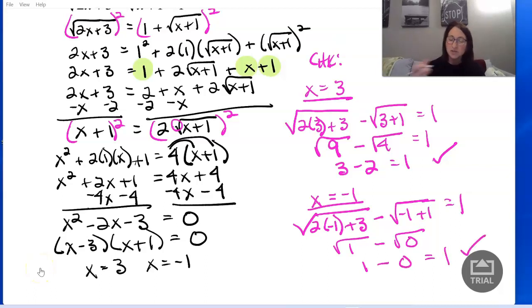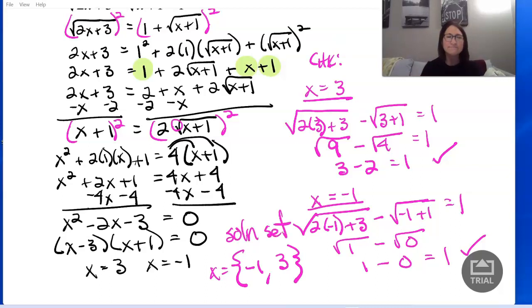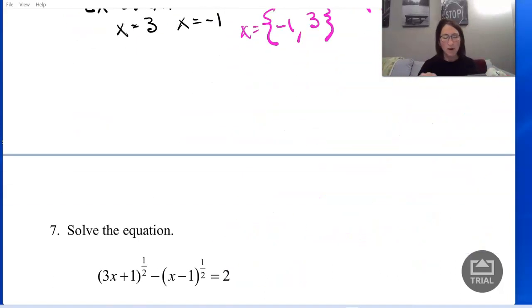That checks. So my solution, I would say, right here, x is equal to, I use my little squiggly lines to show that I have members of my set. I have negative 1 and 3 are the two members of my solution set. There we go. All right. Oh my gosh, we did a lot. Okay. Do we have more?